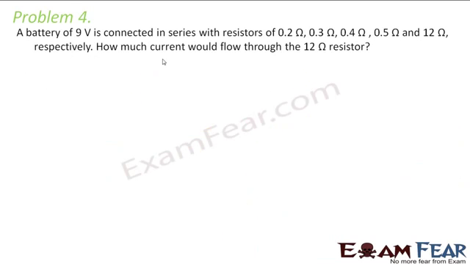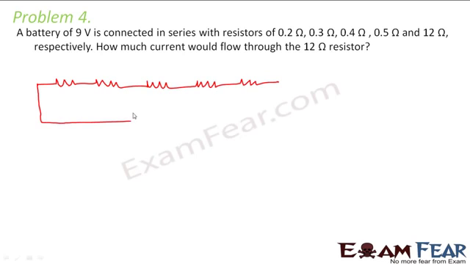Let us look at the next problem. It says that a battery of 9 volts is connected in series with resistors of 0.2 ohms, 0.3 ohms, 0.4 ohms, 0.5 ohms and 12 ohms respectively. How much current would flow through the 12 ohm resistor? So there are these 5 resistors which are connected in series, and there is a battery which is connected to this series combination.